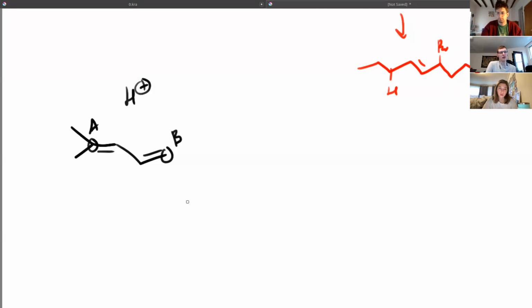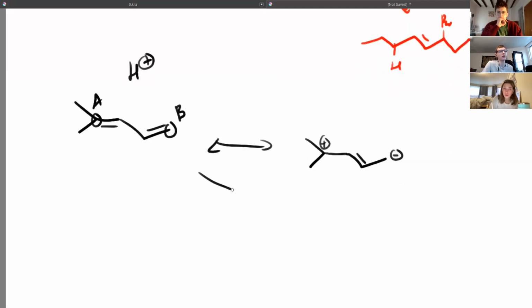So how about this? Let's think about this in terms of resonance. So what if we move the electrons over? How did I draw this structure earlier? Like this. So if we move the electrons over like that, well, this positive charge will be fairly favorable.